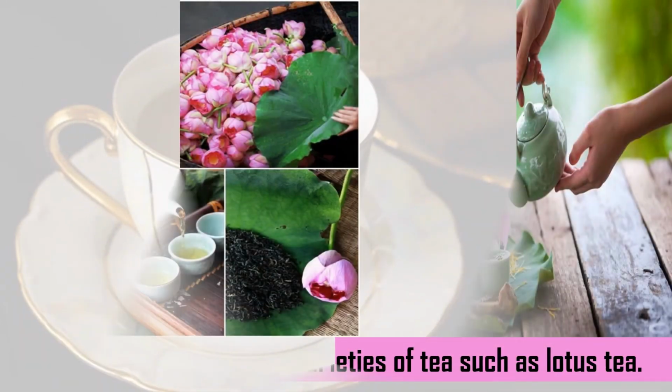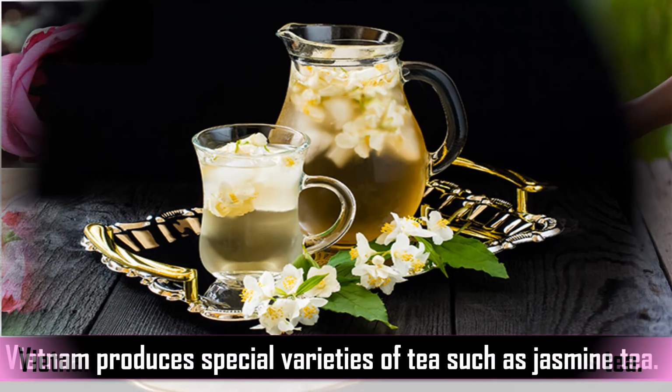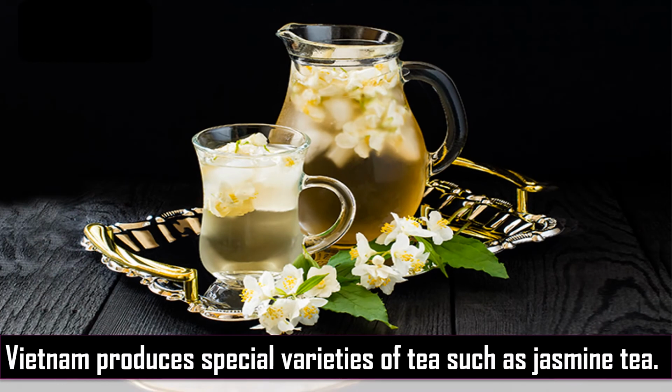The next country is Vietnam, and you can see here Vietnam produces special varieties of tea such as lotus tea. The tea is made from lotus flowers. You can see here the method of preparing the lotus tea, and then it is served. At the same time, there is tea from jasmine flowers too.